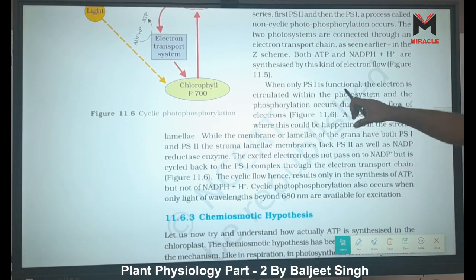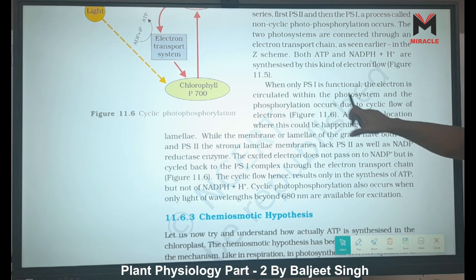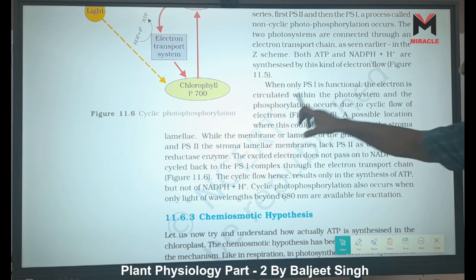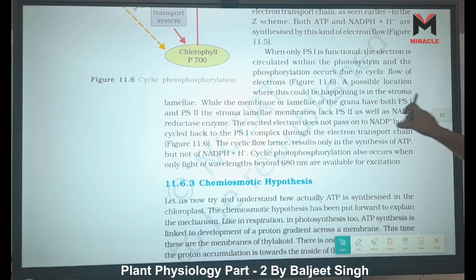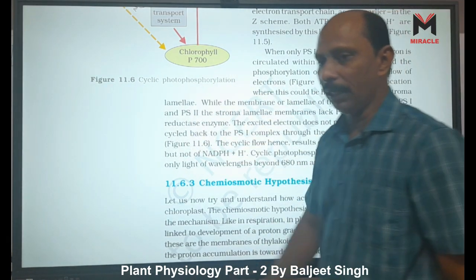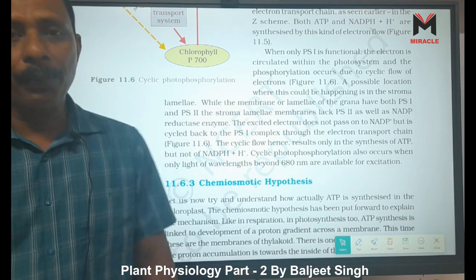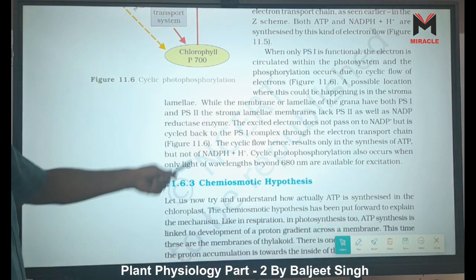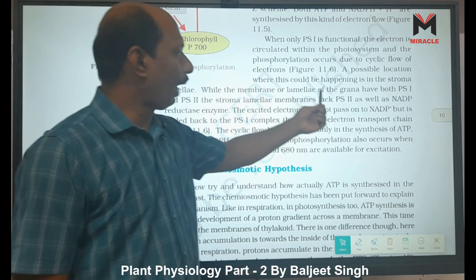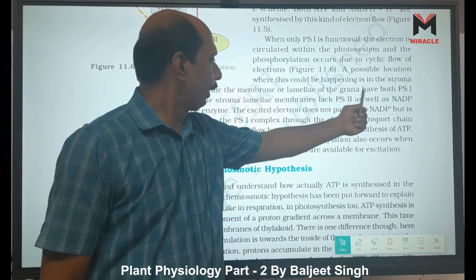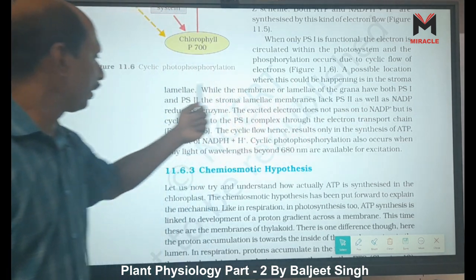When PS first is functional, the electron circulates within the photosystem and the phosphorylation occurs due to cyclic flow of electron. A possible location where this could be happening is the stroma lamellae. Stroma lamellae is the non-appressed part, right? The lamellae of grana have both PS first and PS second.